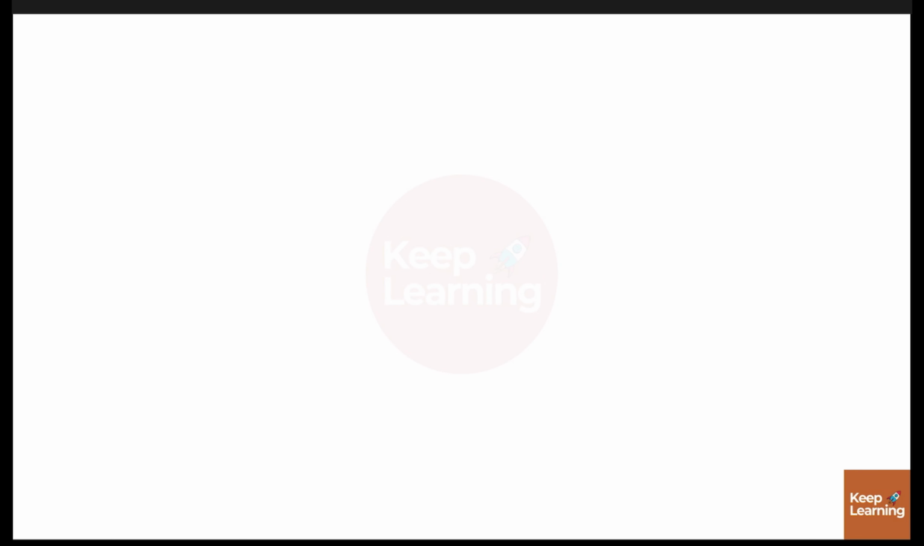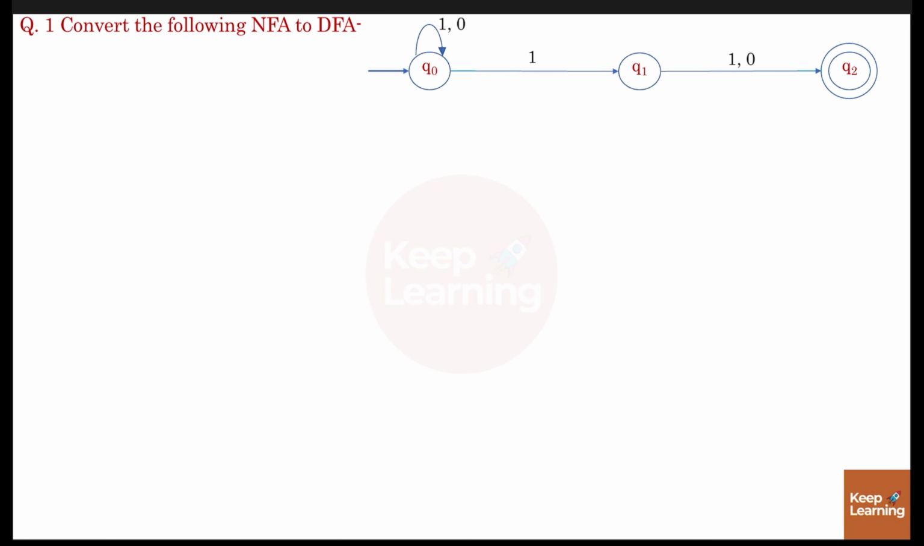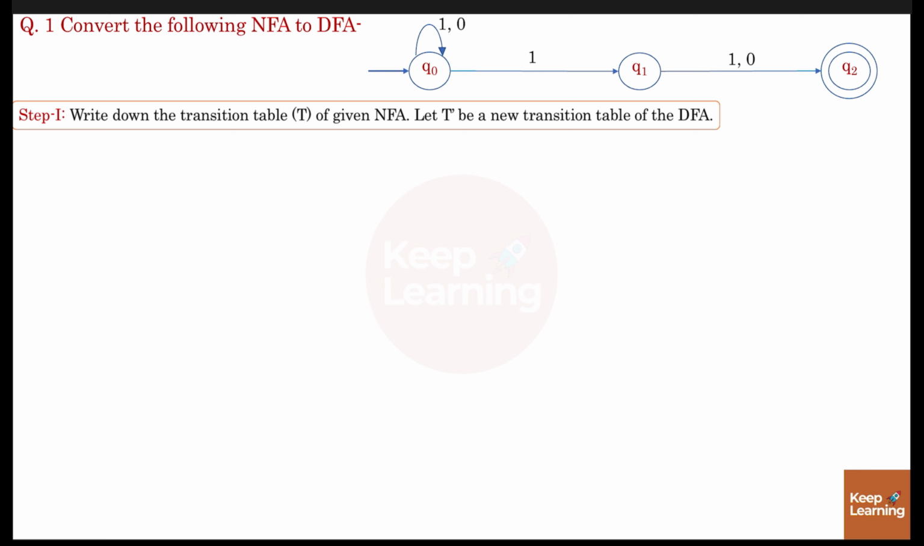After learning the concepts of DFA, NFA and epsilon NFA, now we will learn how to convert an NFA into DFA. So this is our first question. The first step to convert an NFA into DFA is to write down the transition table T of the given NFA.